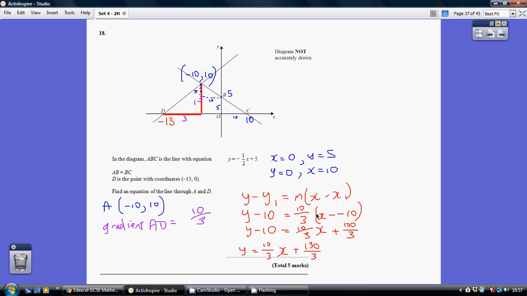So multiplying out my right-hand side, I've got 10 over 3 times x, which is 10 over 3 x, and 10 over 3 times plus 10, which is 100 over 3. So at that point I've got y minus 10 equals 10 over 3 x plus 100 over 3. Add 10 to both sides. 10 is the same thing as 30 over 3, so that becomes 130 over 3. So I get y equals 10 over 3 x plus 130 over 3.